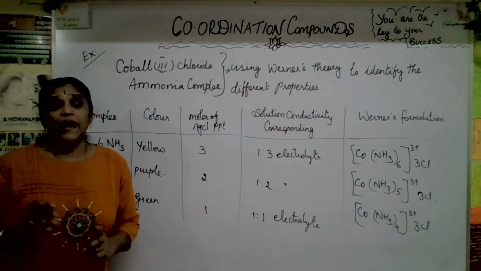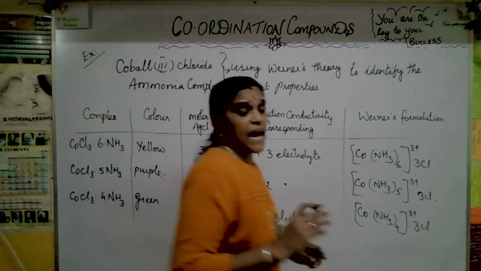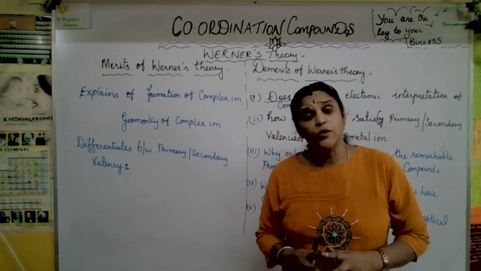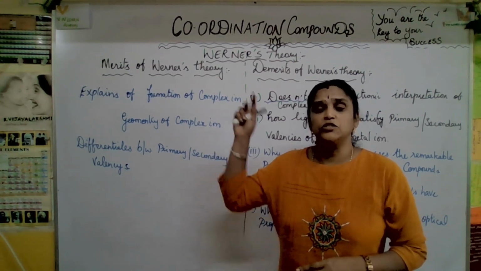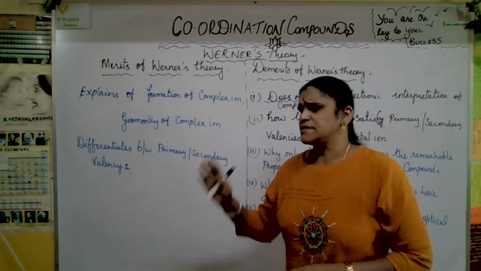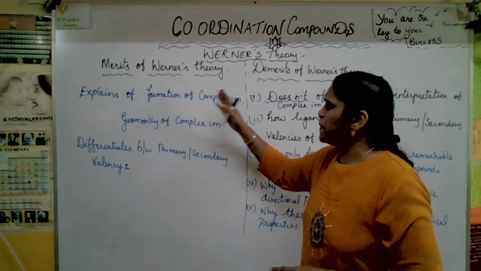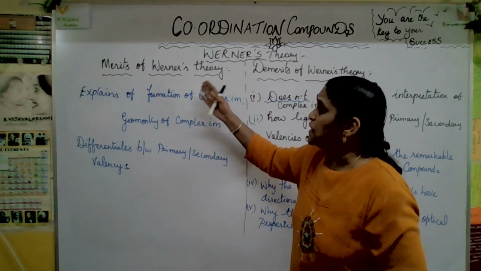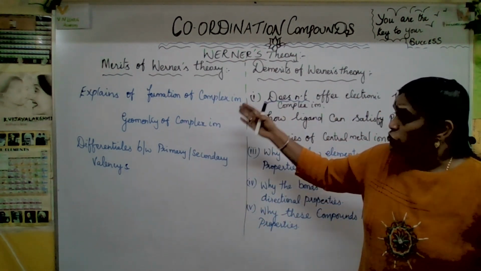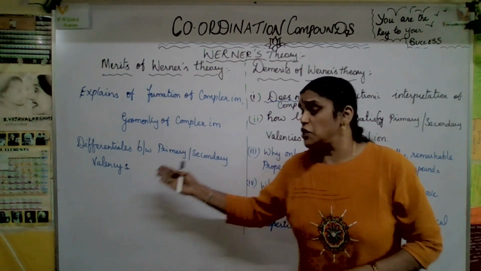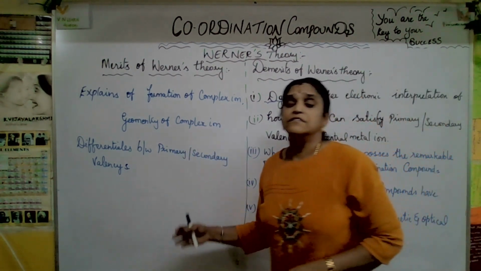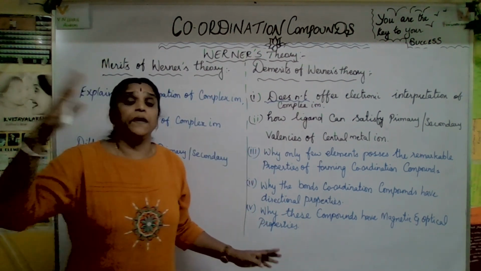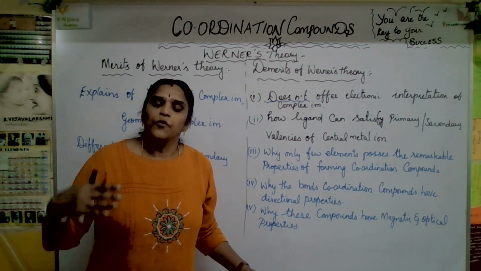Okay, now let us go and identify what are the merits and demerits of Werner's theory. Merits: Werner's theory explains the formation of complex ion, the geometry of complex ion, and differentiates between primary and secondary valencies. Whereas the demerits are those which will be addressed by VBT theory.